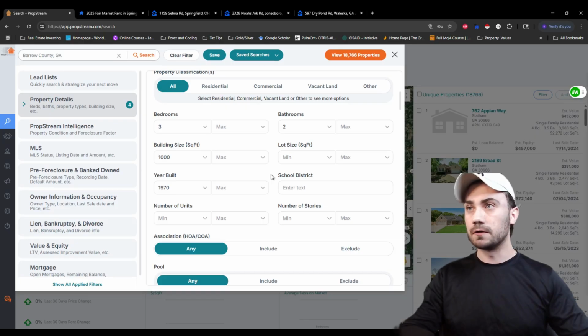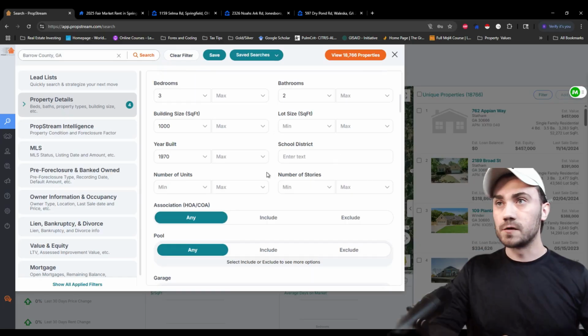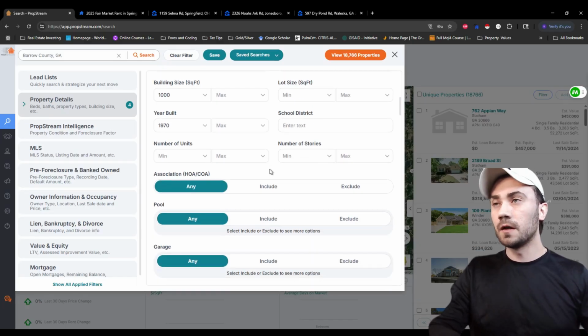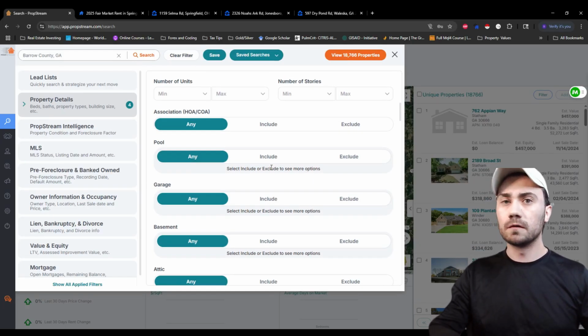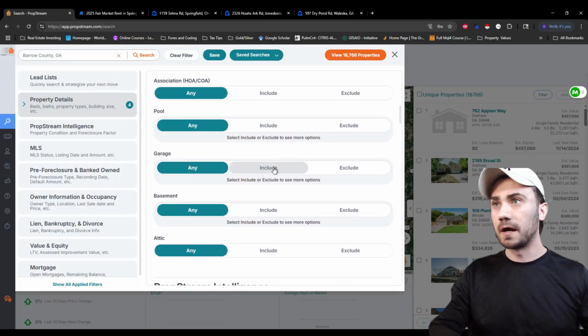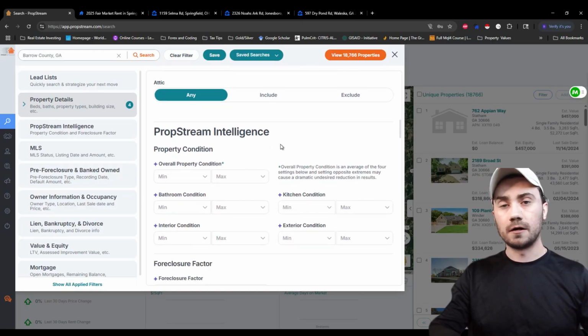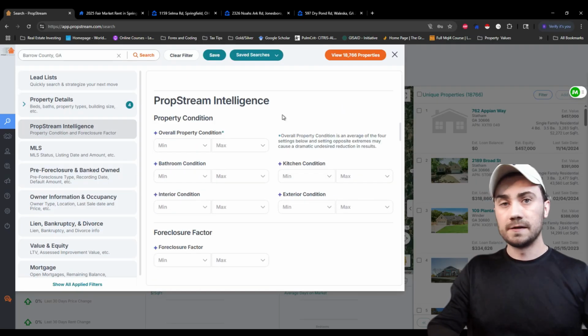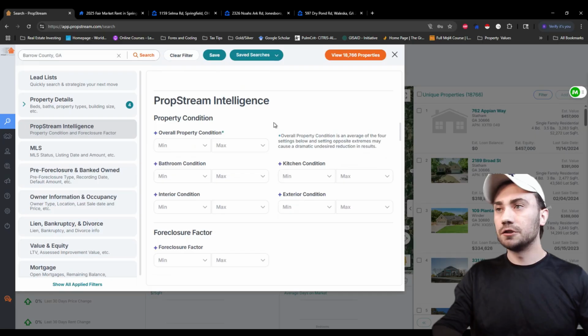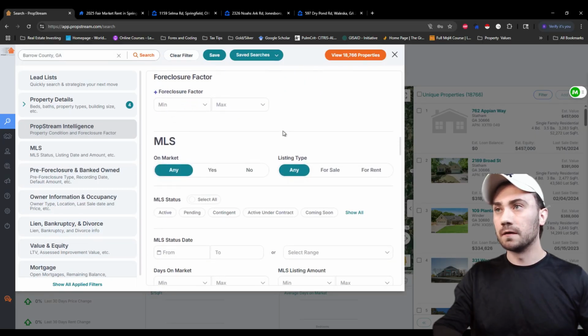So we really want to be targeting properties on the MLS or off the MLS that have little to no repairs needed when doing a subject to transaction that has low equity. The school district doesn't matter. Number of units doesn't matter. We don't want to over-filter our settings in PropStream. It's a bad idea that you do that, as the algorithm that's running in PropStream tends to work more efficiently when we keep our settings at a very standard manner. Property intelligence, we can skip that. Foreclosure, we can skip that.